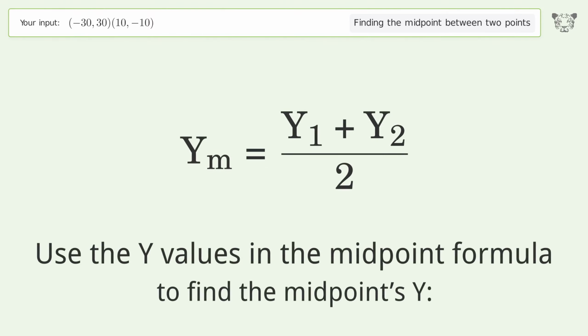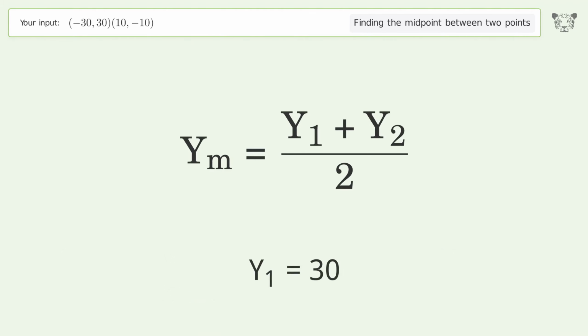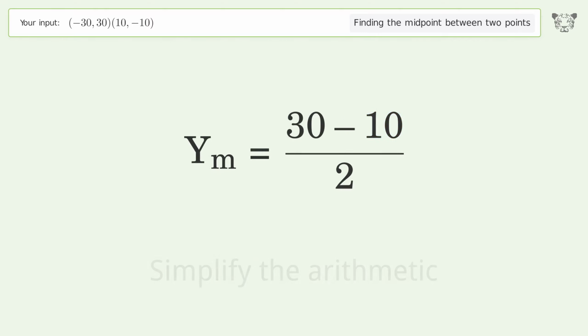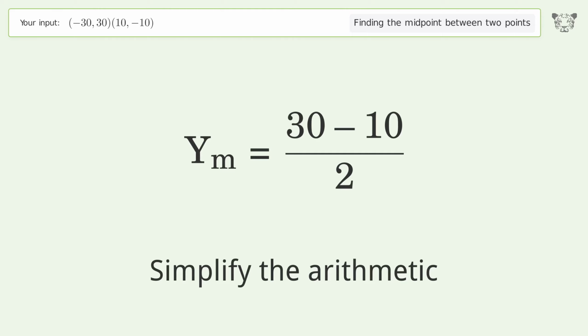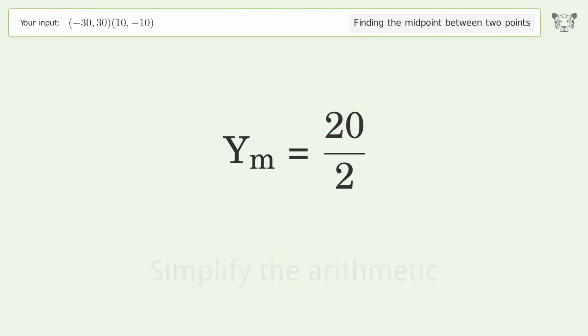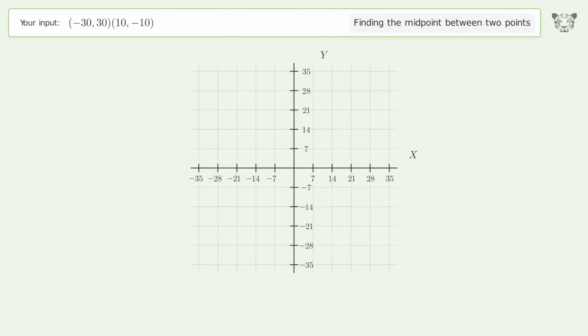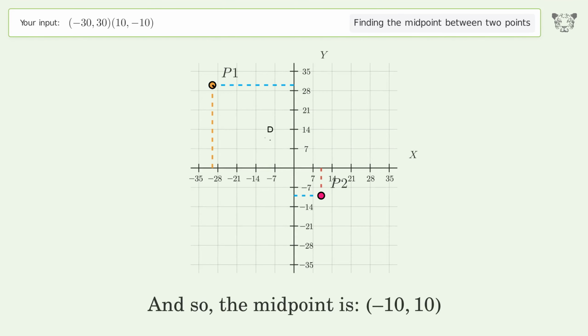Use the y values in the midpoint formula to find the midpoint's y. y1 equals 30. y2 equals -10. Simplify the arithmetic. And so, the midpoint is -10, 10.